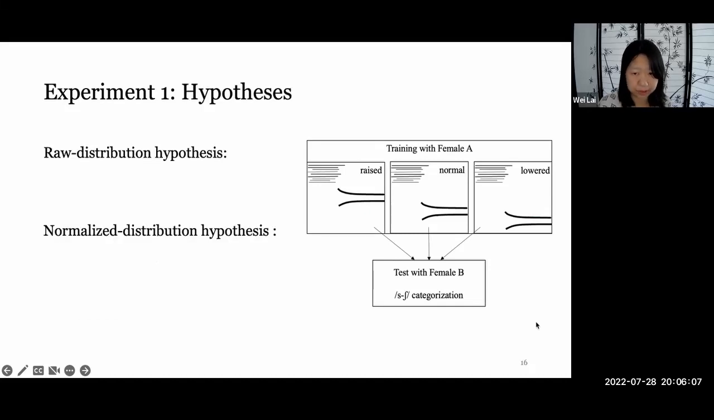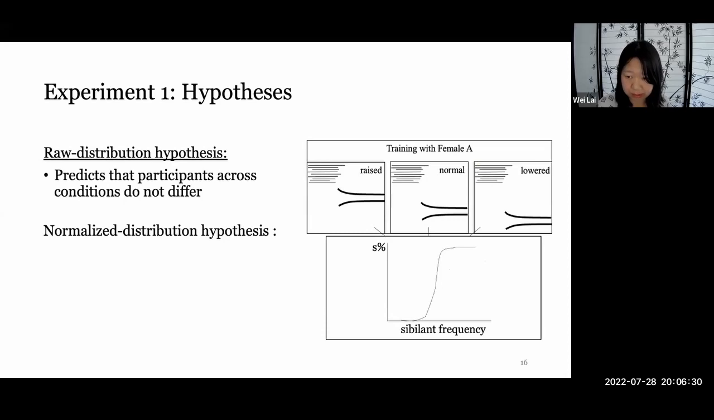And the 2 hypotheses we laid out earlier will make different predictions about our test results. According to the raw distribution hypothesis, listeners will only learn and generalize the phonetic distribution of the sibilants. And since participants had exposure to the same set of S and SH in the training phase, we should expect that they perform similarly across the conditions. By contrast, the normalized distribution hypothesis would predict that listeners keep track of the sibilant distribution relative to contextual cues.